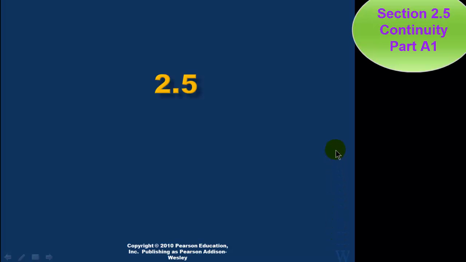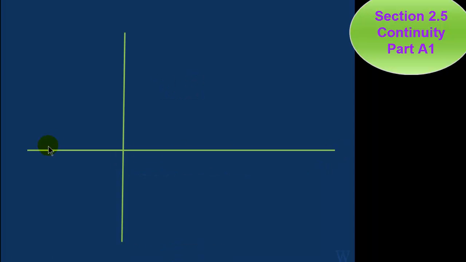Section 2.5, Continuity. If I were to draw a curve starting from A up to B, if I have a continuous function and I start to draw right here, as long as I do not lift my pen from this paper, or I guess from this slide, I have a continuous function from A to B.